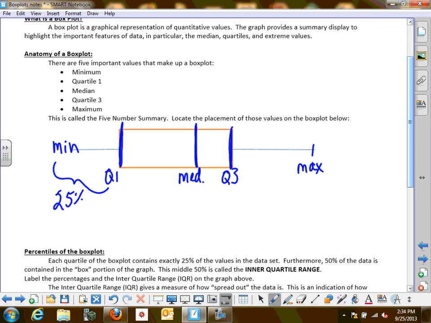So if you have 20 numbers, 5 of them are in the first quartile. Then 5 are in this second quartile. 5 are in this third, so 5 of the numbers are here. And 5 of the numbers are here. So these are quartiles because 1/4 of the numbers are in those places.